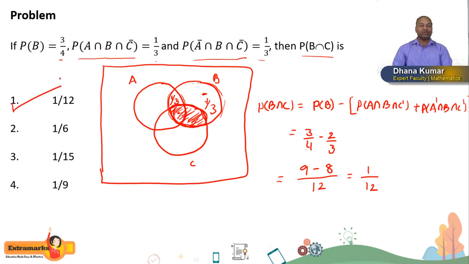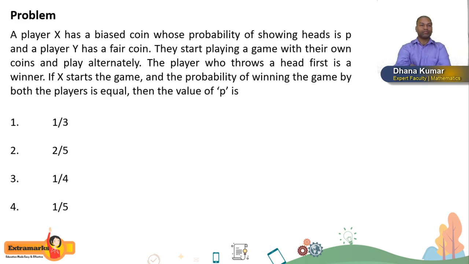First option correct. So using Venn diagram, we can easily find out. No need to by heart this formula. Understood? So just using that given conditions, you shade that one. If you understood what you have to calculate and what conditions are given, then we can easily write this formula and the simplification part is very easy. Clear? Right. Let us come to one more question.